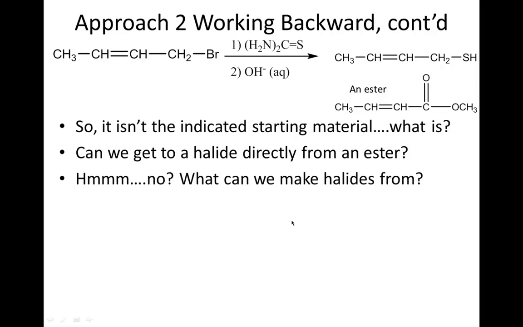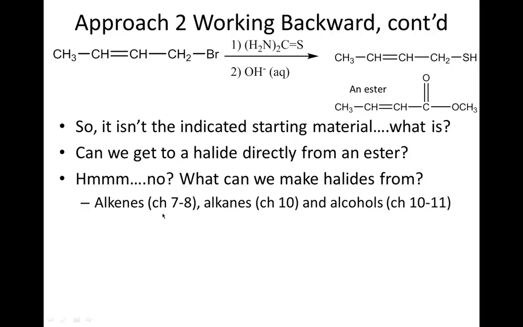So what can we make halides from? If we can't make them from esters, we could make them from alcohols. We could also make them from alkenes and alkanes, and so we have to decide which one of those things we like best. And the alkanes route, remember, that was the free radical halogenation, and that was pretty uncontrolled. In the alkenes chapter, we talked about turning an alkene, but then you lost the alkene. In chapter 10, we also talked about allylic bromination.